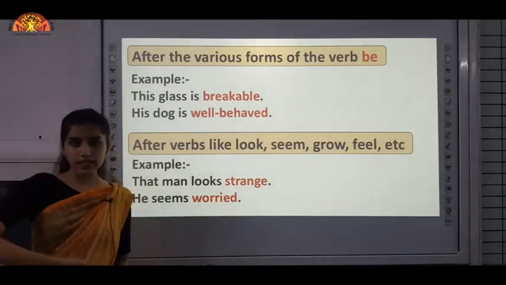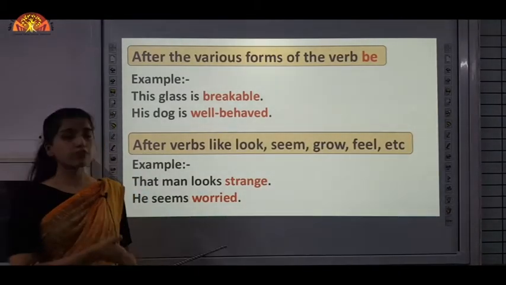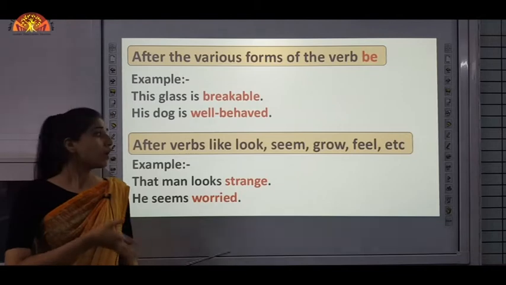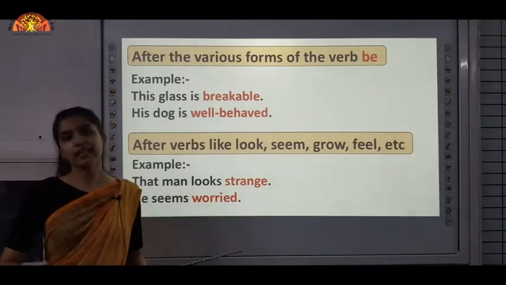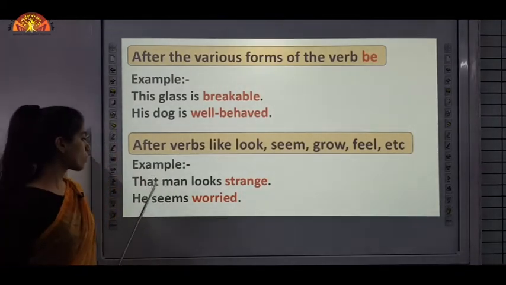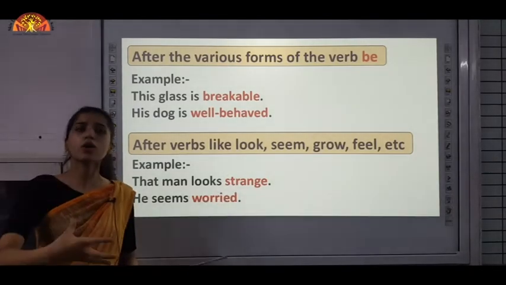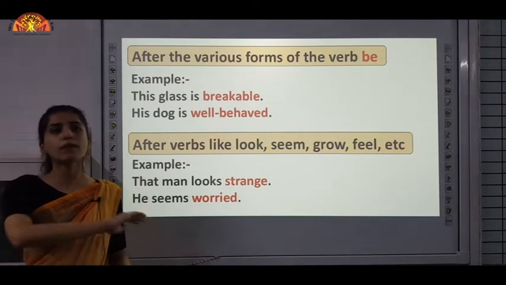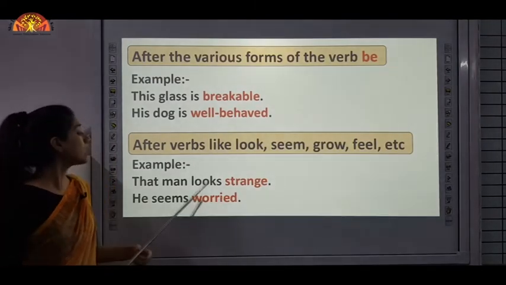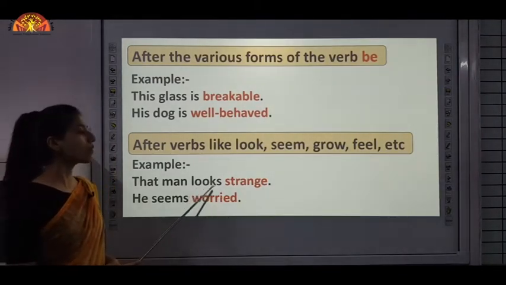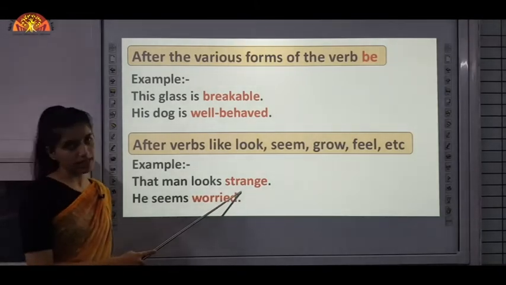The third one is after verbs like look, seem, grow, feel, etc. These adjectives are placed after verbs like look, seem, grow, feel, etc. See the example over here. That man looks strange. I can say the main verb is directly coming over here. No helping verb is coming in between. And after the main verb only, the adjective is placed.